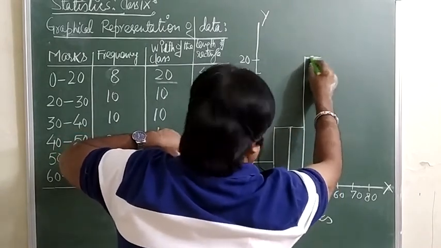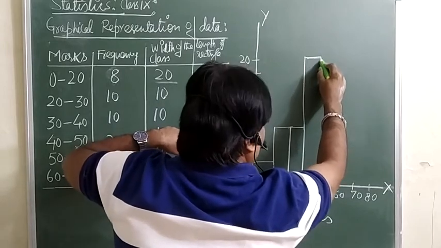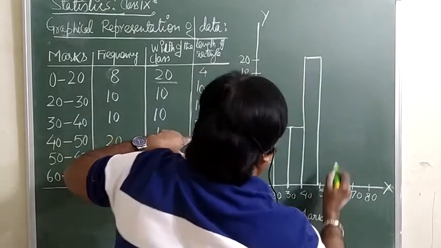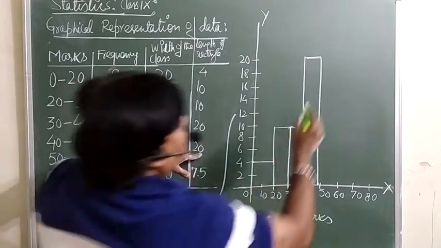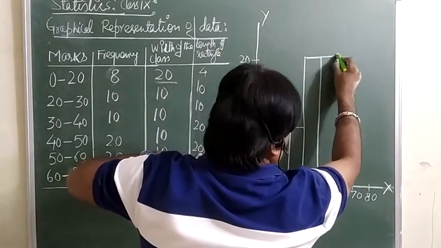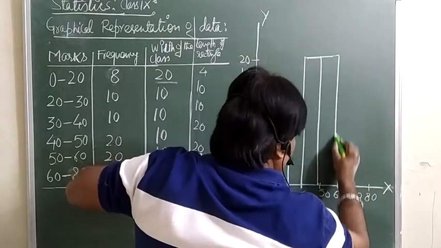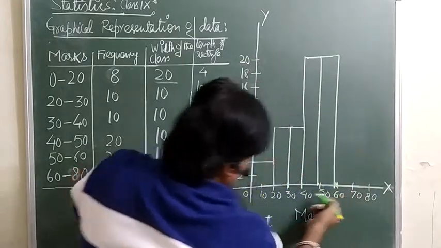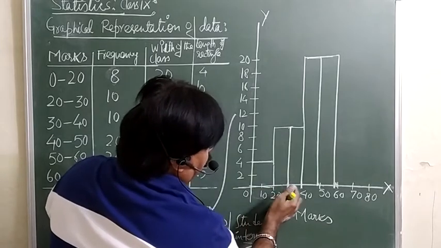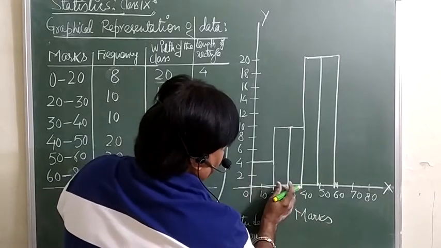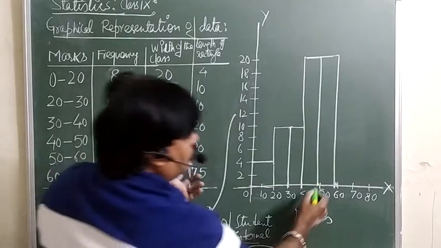This is 40 to 50. Then 50 to 60 is also 20 here. You are supposed to take the equal interval. Roughly we are taking, that's why there is the difference. The blocks here, maybe the difference is here, but need not worry.